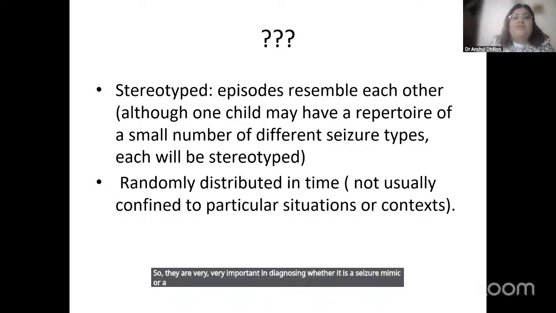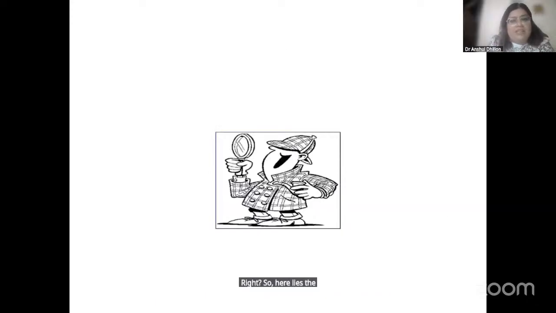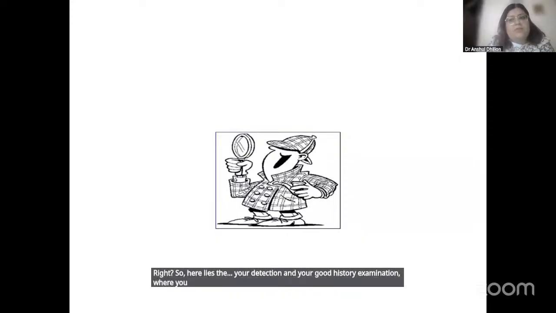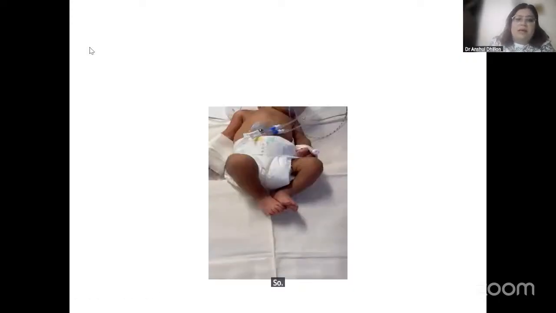So if the child is doing stereotypic movements, there could be a different seizure type, or movements randomly distributed in time, not confined to a particular situation, right? So here lies your detection and your good history examination, where you can outline what type of movement it was and what I am dealing with. So let's take this video. I'm going to play it.